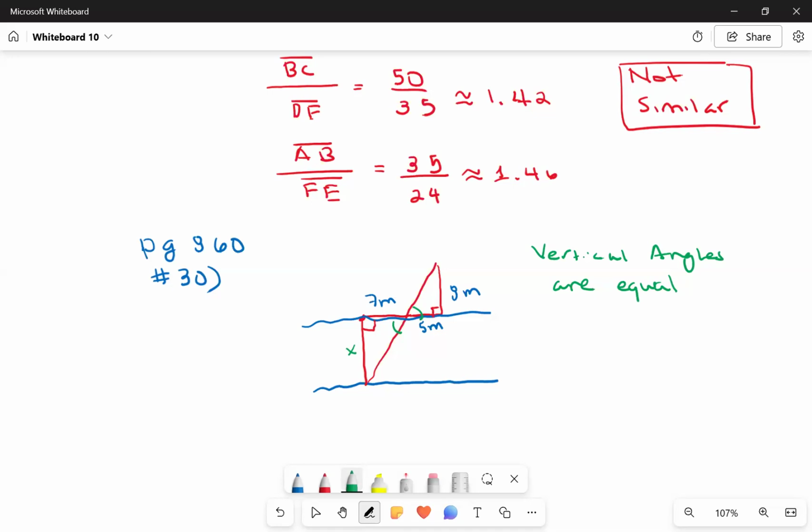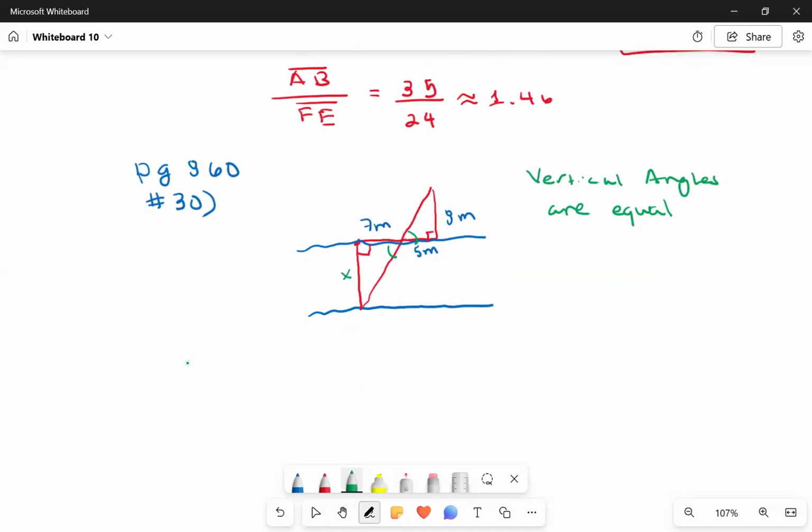I'm going to go ahead and use algebra to set this up. So I'm going to compare X to 8. Those two are the corresponding sides. And that's going to compare then 7 to 5. And now I'm going to cross multiply. So X times 5 is just 5X. 8 times 7, that's 56. 56 divided by 5 is 11.2.